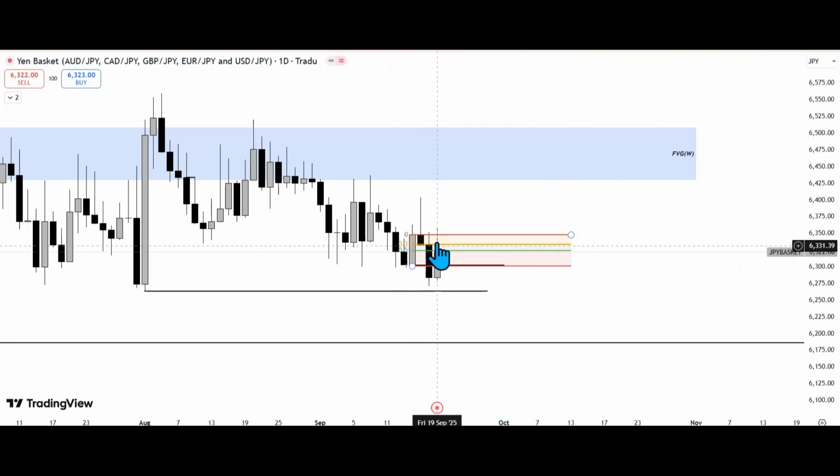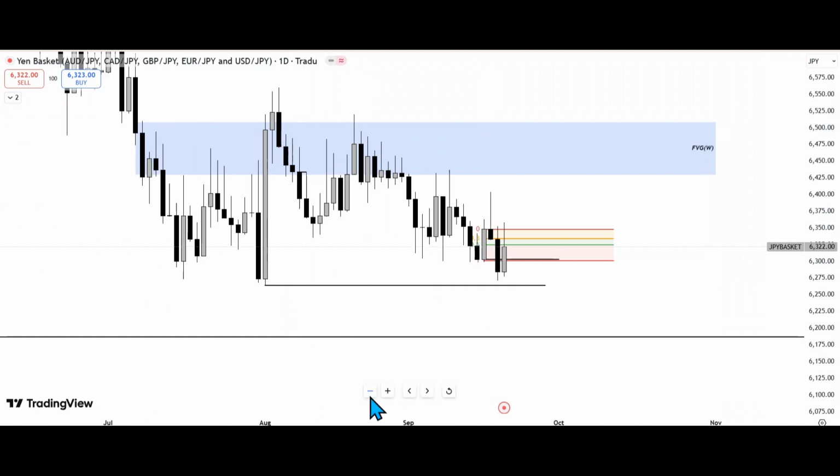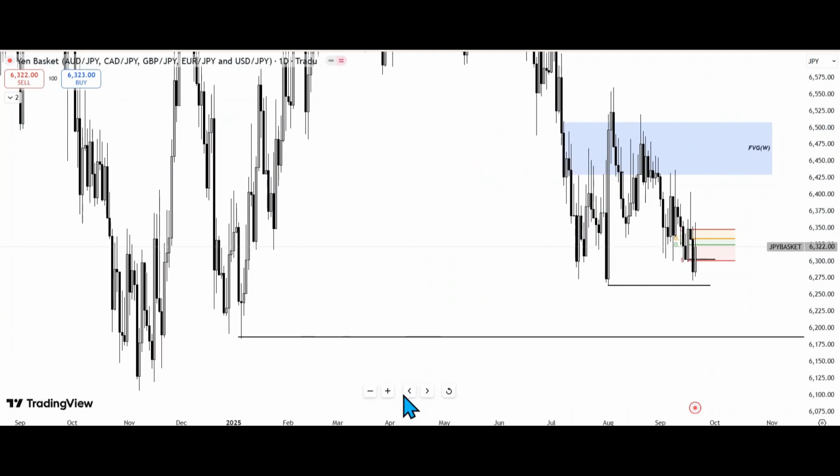So price is still within this order block. I don't want to see price violate this. I would want to see price use this to push price lower. And this outside liquidity is a potential target that I want price to get to. Of course, we still have more sell side liquidities here.